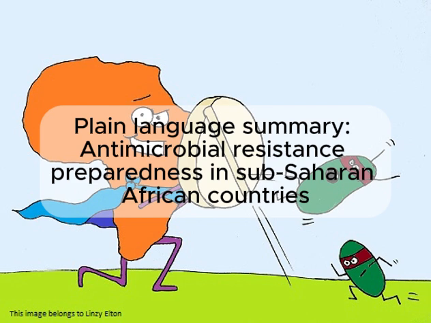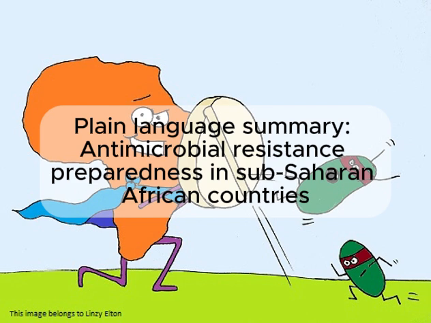If it's coloured yellow, it is sort of medium prepared. So it's doing some things right, but there's a lot to improve. And if it's green, it means that it's doing pretty well. It's pretty well prepared, and that country could be used as an example on how to try and prevent antimicrobial resistance in other countries.